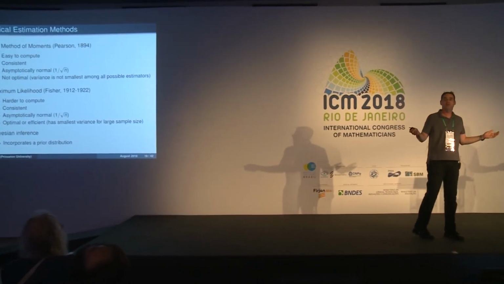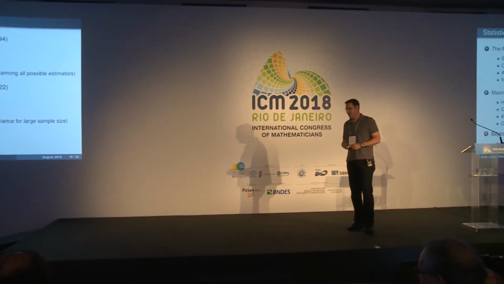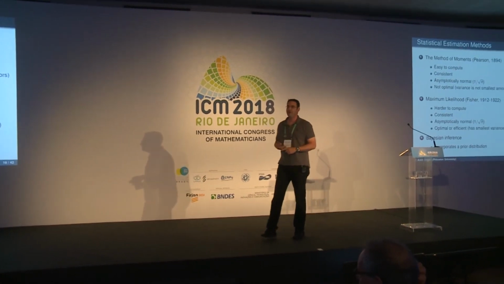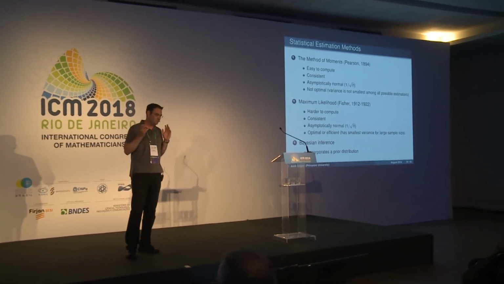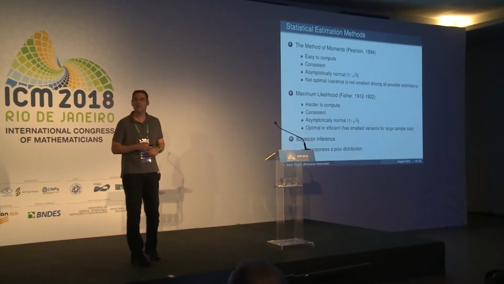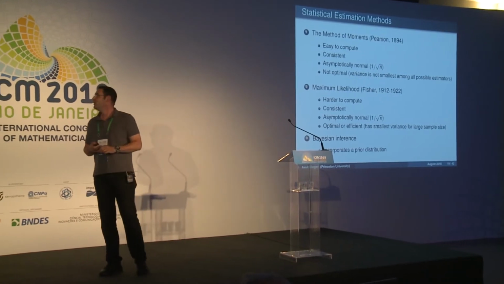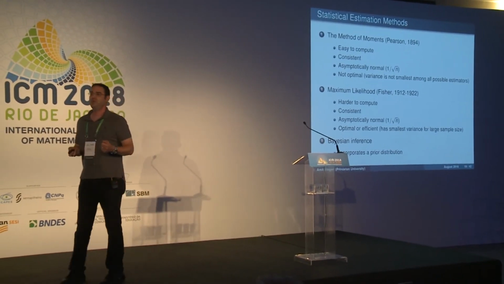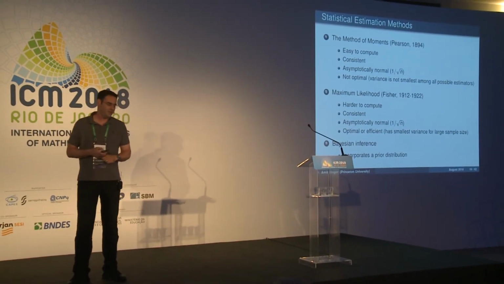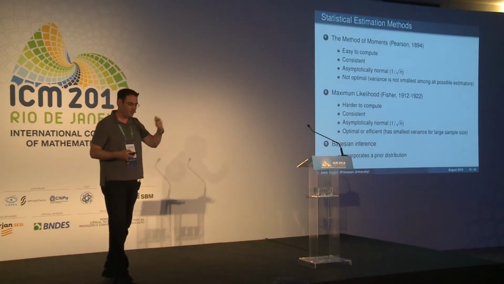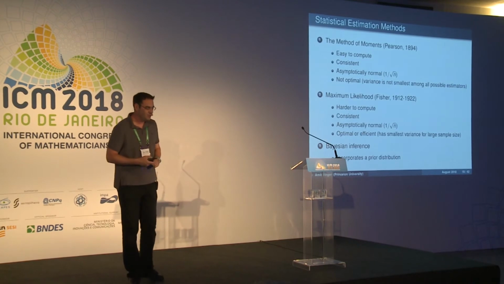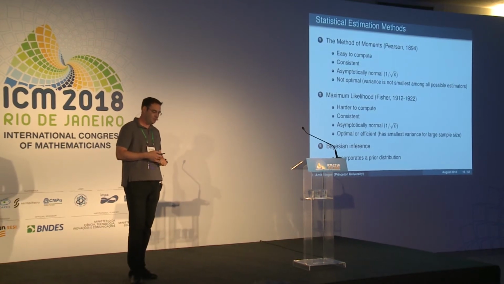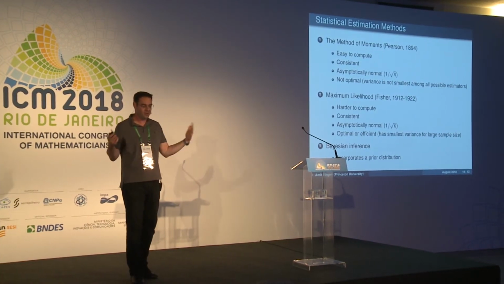So when you're faced with a statistical estimation problem, you go back to what you learned in Statistics 101. And the first method that I, at least, learned is the method of moments that goes back to Pearson. It's usually very easy to compute, and it's consistent, meaning in the limit of large enough samples, you get to the right value of the ground truth parameter value. It's theoretically sound, but it's not optimal.